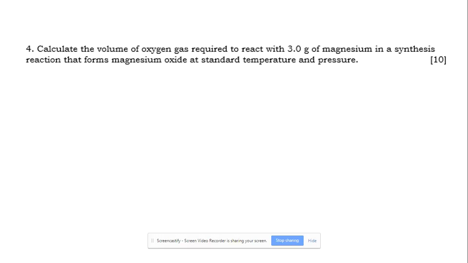This is question number 4 from section 2 of the review quiz. So now we're looking at volume and mass. So this is our given, and this is our wanted. It also tells us that it's a synthesis reaction between oxygen and magnesium to make magnesium oxide.